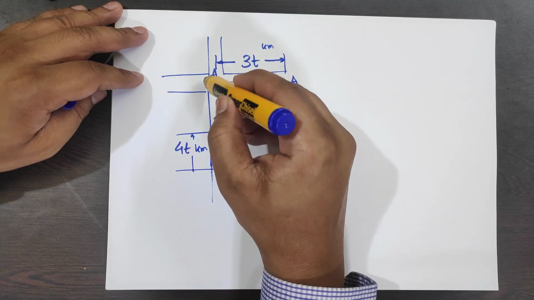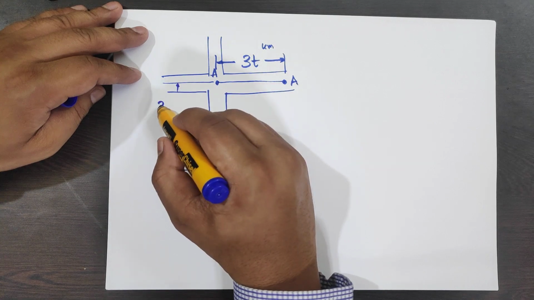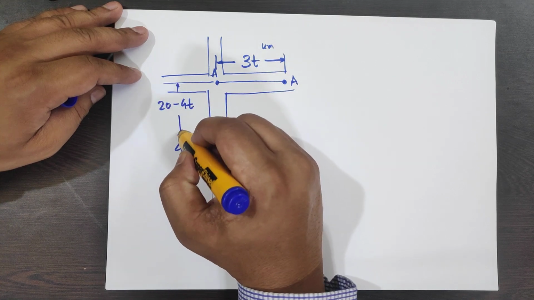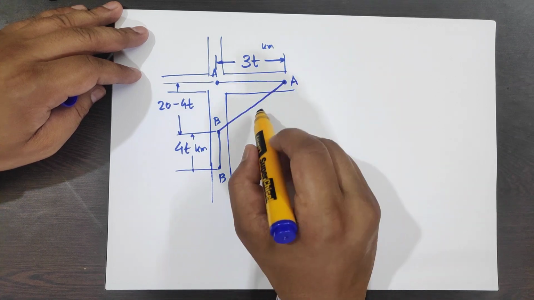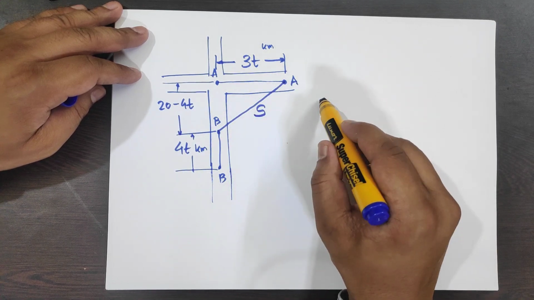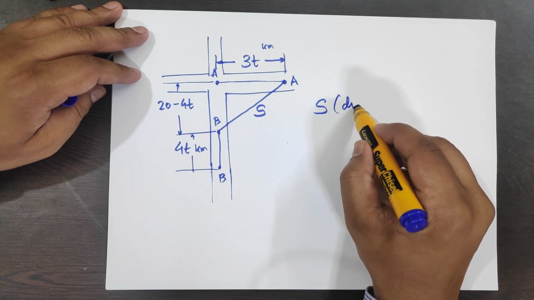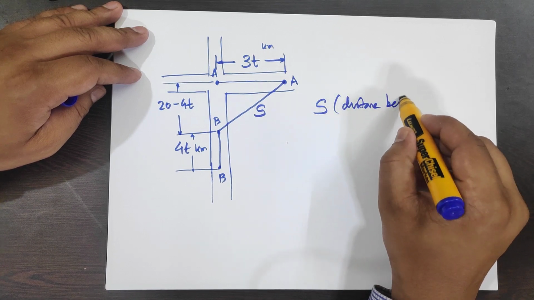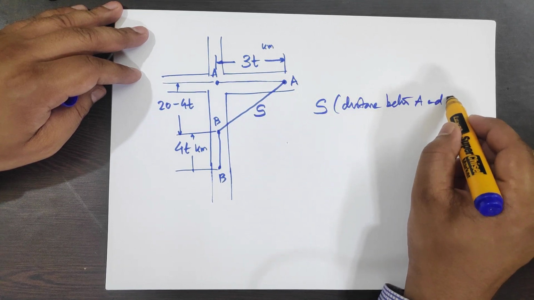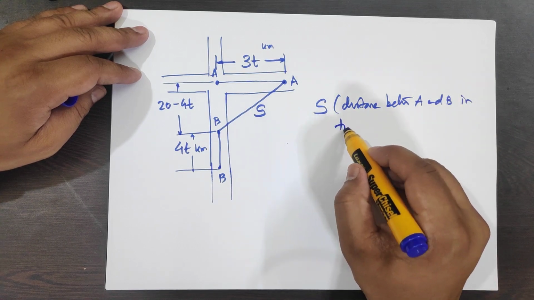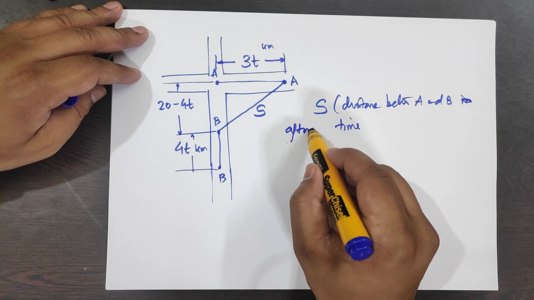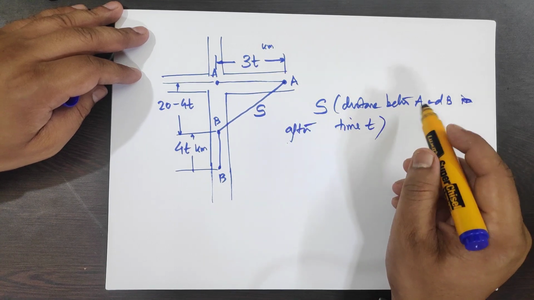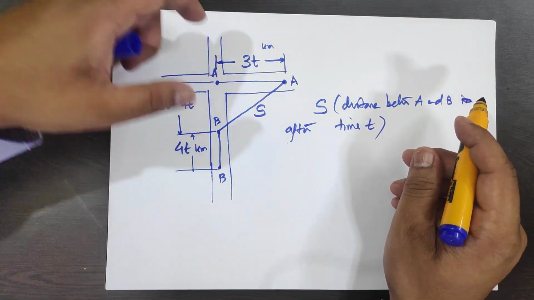Okay, so this happens to be how much? 20 minus 4t kilometer. So this is the distance between A and B. So let's write this S. S is the distance between A and B in time, or after time t. After time 0, it starts from here, A here and B here.